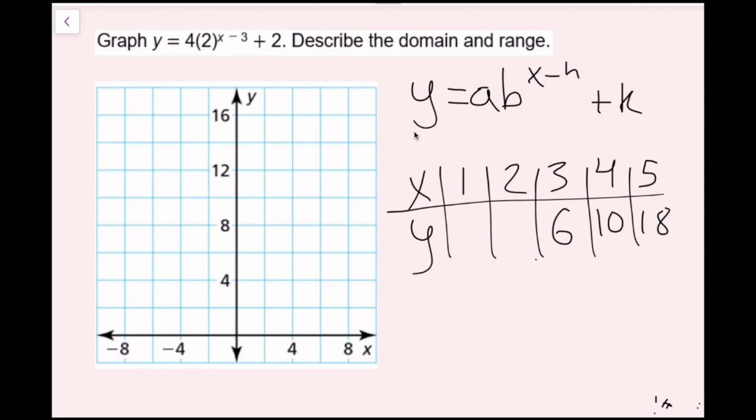Okay, then I'll do 2. 2 minus 3 is negative 1. 2 to the power of negative 1 is going to be 1 half. 1 half of 4 is 2. 2 plus 2 is going to be 4.